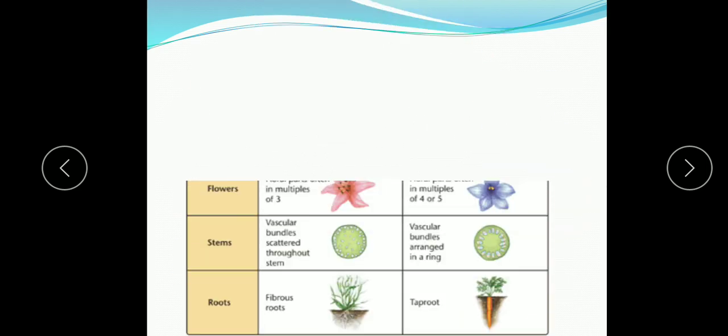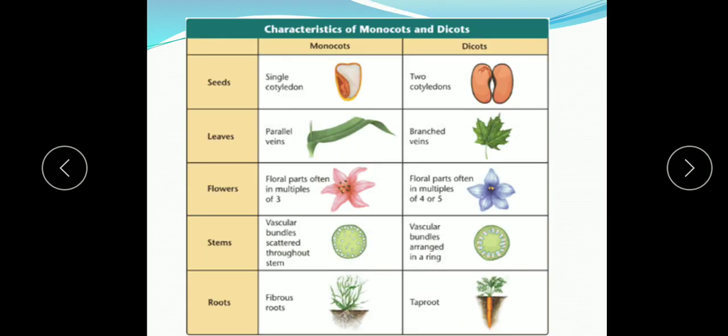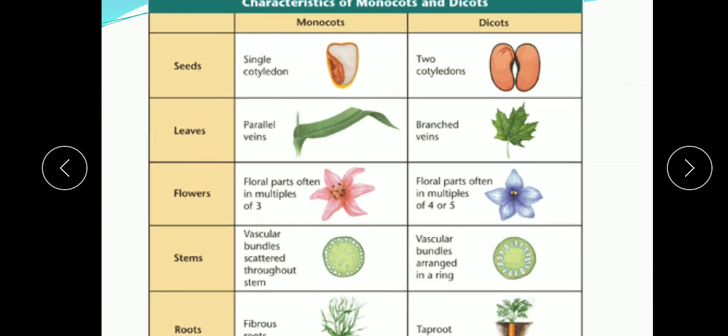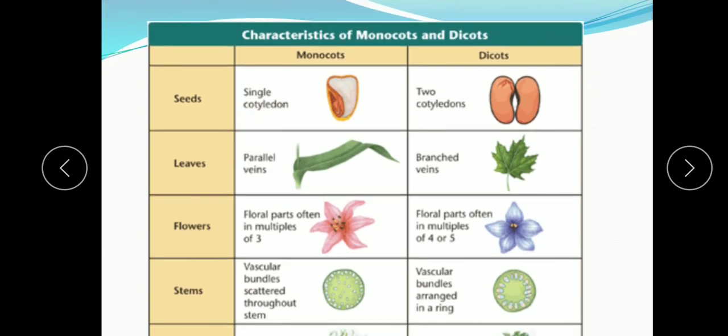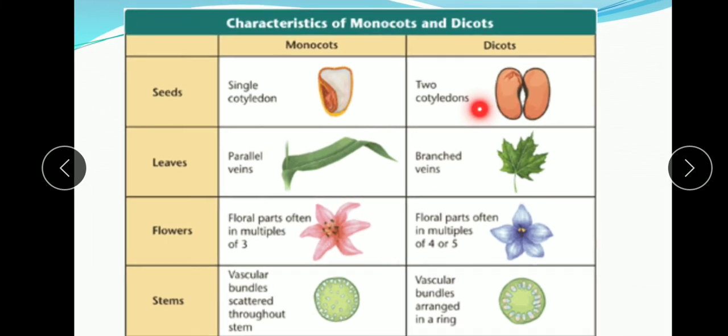So let me study the features of these monocot and dicots here. Some important features are there, like when we start from the habit. Monocot plants are mostly herbaceous, and dicots are herb, shrub and tree both. Now when we see the seeds, the classification is based on these points. Their name is monocot. Mono means single, cot means cotyledon. So monocots have a single cotyledon in their seeds, and dicots have two cotyledons in their seeds.